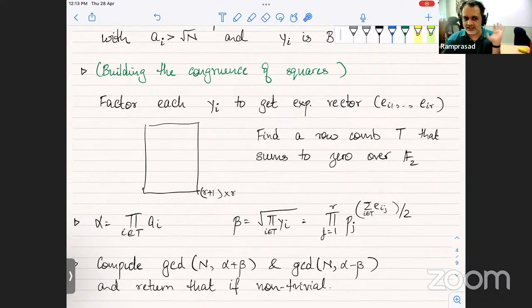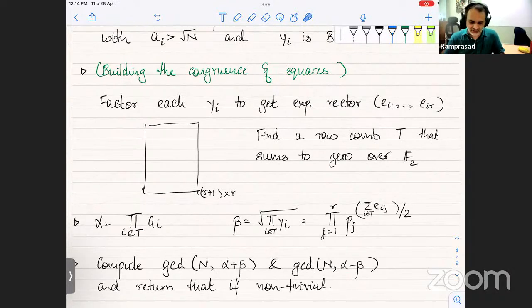So is the template of the algorithm clear? Is there any part of this that is a little unclear? Because we're now going to go into analyzing what the smoothness should be, etc. So this is the general Morrison and Brillhart approach to build a congruence of squares by using the smoothness property.